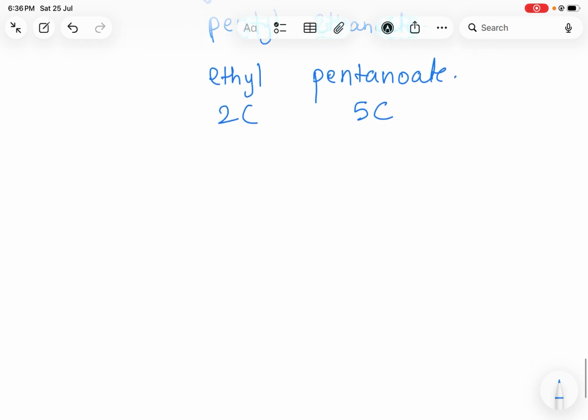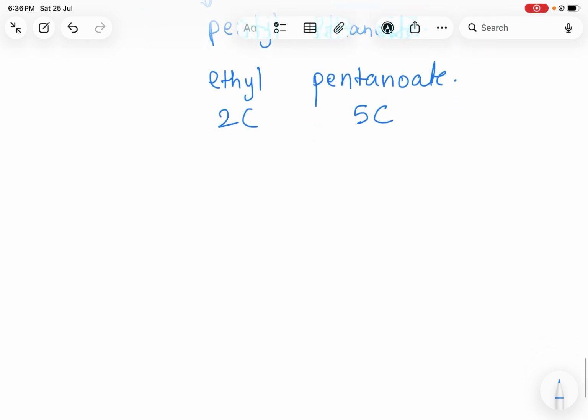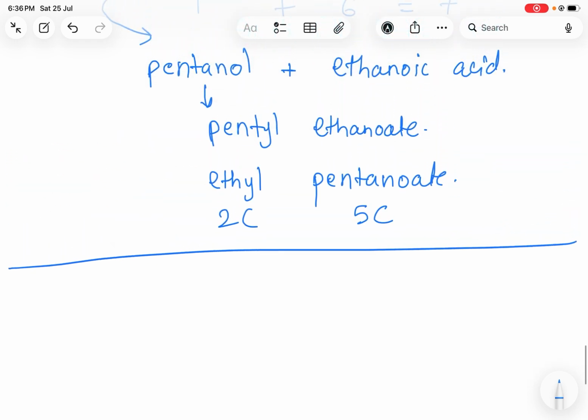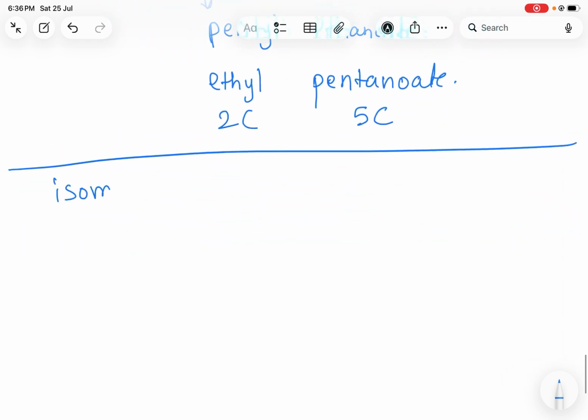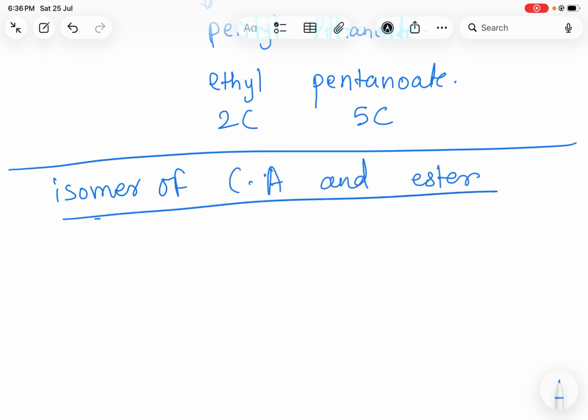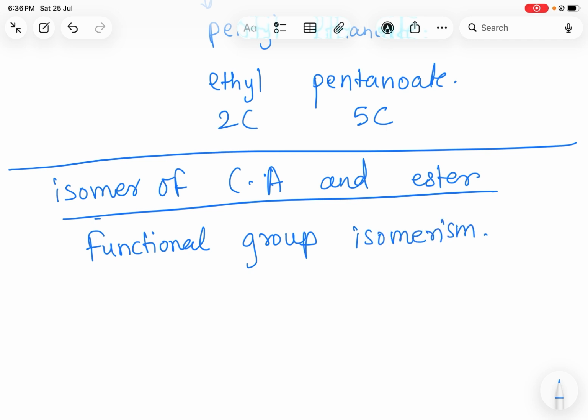Okay. Now we will do isomers of carboxylic acid with esters. So it is the isomer of carboxylic acid and ester. This is known as functional group isomerism. Okay, this is known as functional group isomerism. That is finding isomers in different functional groups out of your homologous series.